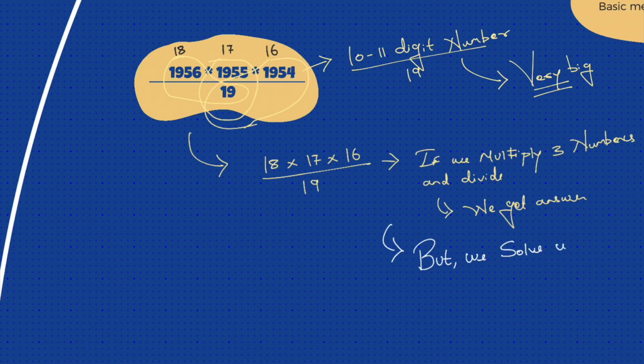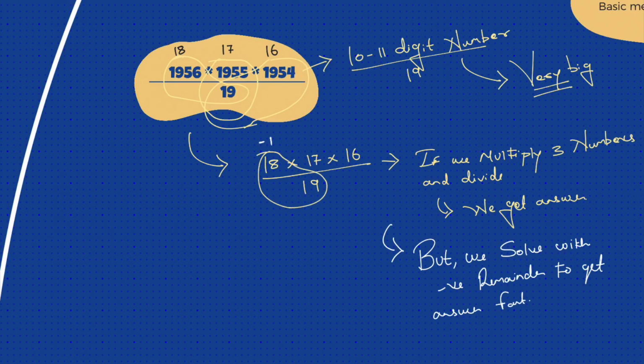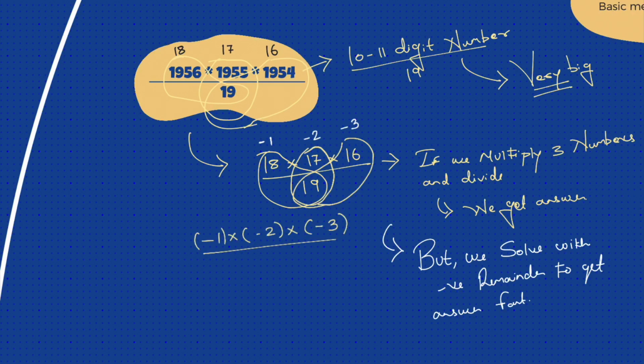But we need to solve it quickly, and that is where the concept of negative remainder comes into the picture. When you want to solve the problem quickly, negative remainder is never our final answer. It is just a method to get the answer quickly. So 18 divided by 19, the negative remainder is minus 1. 17 divided by 19, negative remainder is minus 2. And 16 divided by 19, the negative remainder is minus 3. Now just multiply minus 1 into minus 2 into minus 3, which is nothing but minus 6 by 19.